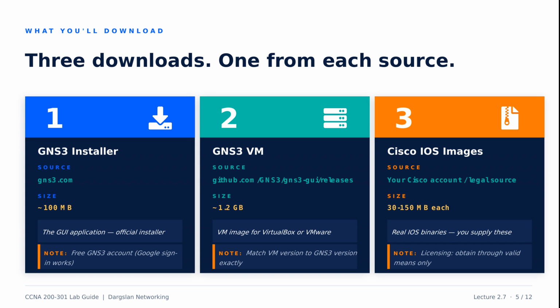With the hardware sorted, let's line up the 3 downloads you'll need. And they each come from a different place. First, the GNS3 installer itself from gns3.com. About 100 megabytes, and you'll need a free account, which a Google sign-in handles in seconds. Second, the GNS3 VM from the official GitHub releases page, around 1.2 gigs, and pay close attention here. The VM version must match your GNS3 version exactly, or nothing talks to anything. Third, the Cisco IOS images themselves. These you supply through your own Cisco account or another legitimate source, since GNS3 doesn't ship them.